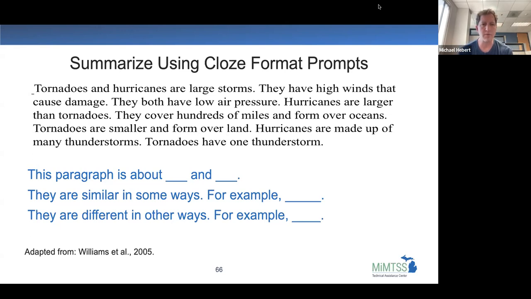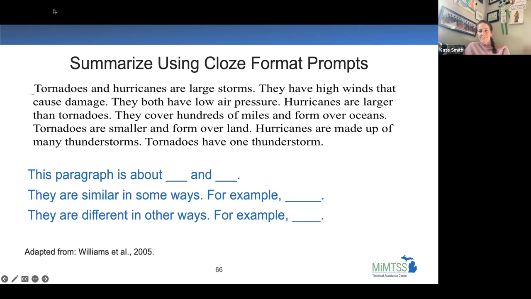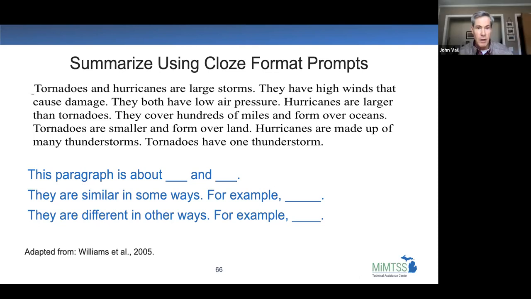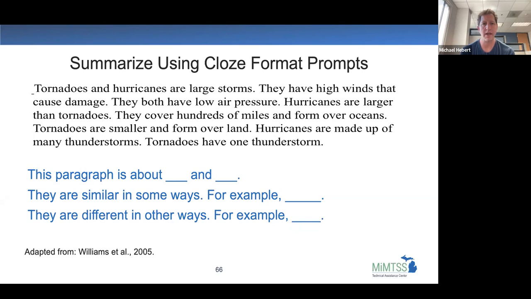So let's briefly talk about this. The paragraph is about what? Tornadoes and hurricanes, thanks, Kate. And so they're similar in some ways. Can anybody tell me how they're similar? Both are large storms. They're both large storms, right? They both have high winds. Thanks, Sherry. Thanks, John. So, right, they're similar in some ways.